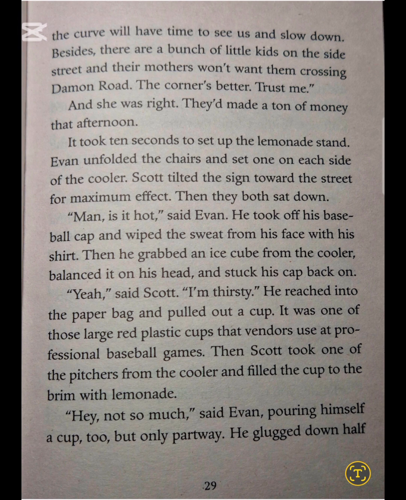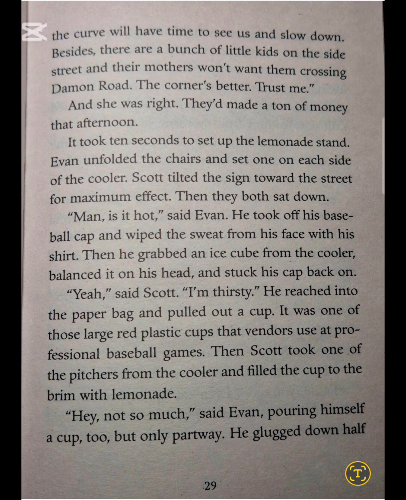It took 10 seconds to set up the lemonade stand. Evan unfolded the chairs and set one on each side of the cooler. Scott tilted the sign toward the street for maximum effect. Then they both sat down. "Man, it is hot," said Evan. He took off his baseball cap and wiped the sweat from his face with his shirt. Then he grabbed an ice cube from the cooler, balanced it on his head, and stuck his cap back on.